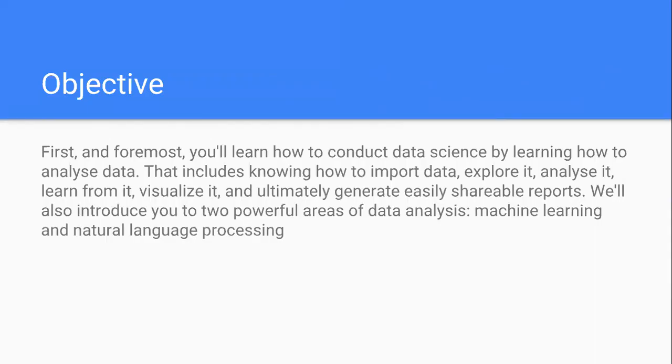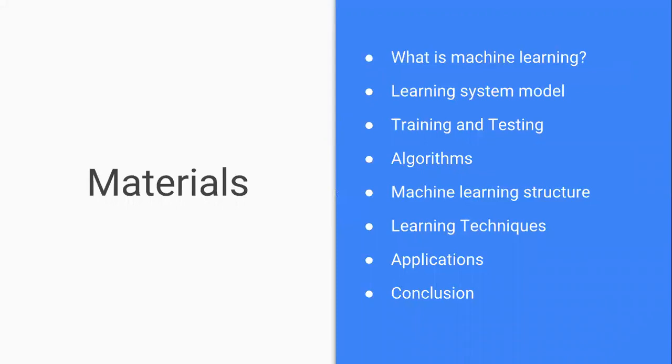So the objective of this course is that by the end of the course, you will be able to find a data set, formulate research questions on it, use the tools and techniques of this course to explore the answers to those questions and share your findings. And through this interactive class, we are going through what is machine learning, learning system model, training and testing, how many algorithms are there, what is the structure for machine learning, learning techniques, applications, and then we'll conclude this demo session on data science.